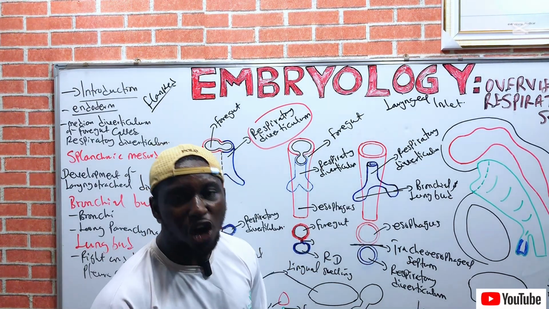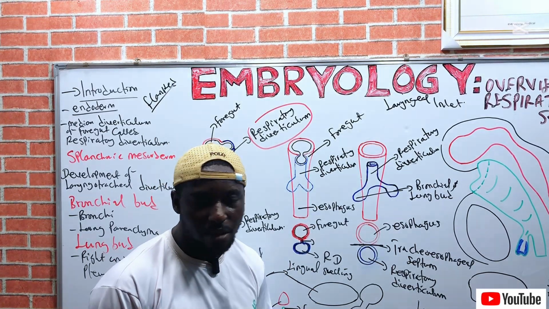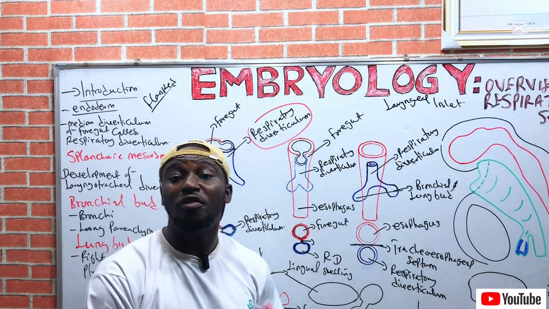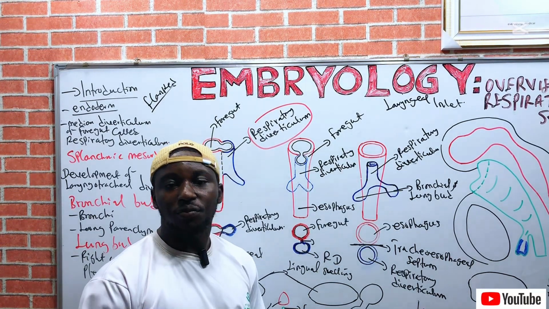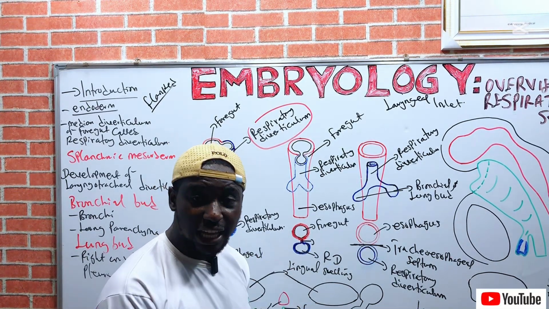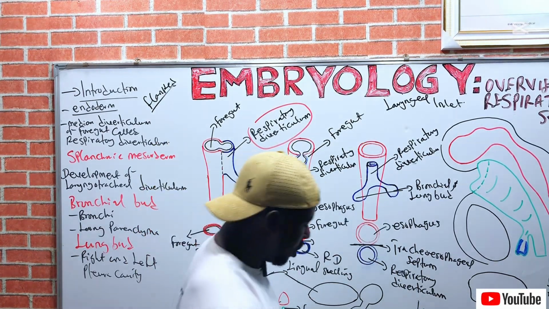In my next class, I will start with the development of the larynx and the trachea, because today's class is all about the overview on how those structures, the larynx, the bronchi, the trachea, the lungs, got what? Developed. Okay.